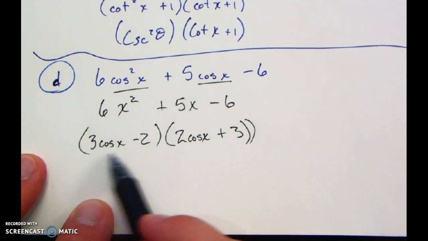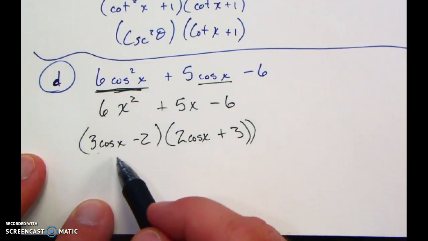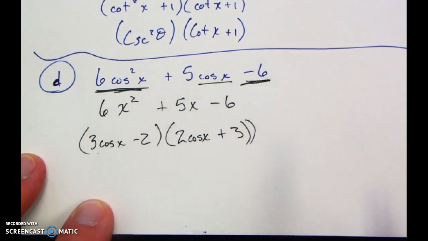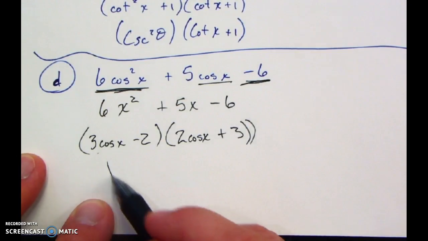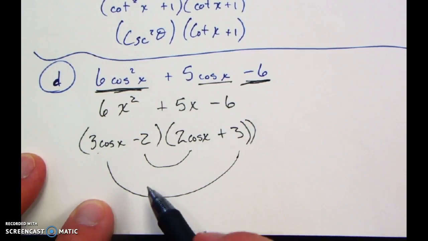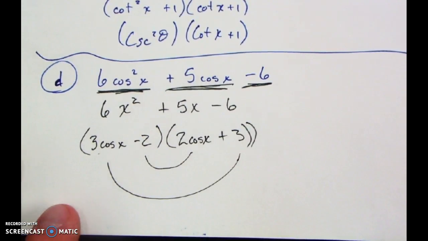So remember, here we're looking at our first terms multiplied to give us our 6 cosine squared, and then our last 2 terms, a negative 2 and a plus 3, give us our negative 6. And then if we look at the outside and the inside, we have the plus 9 and the minus 4. That's what gives us our middle term there.